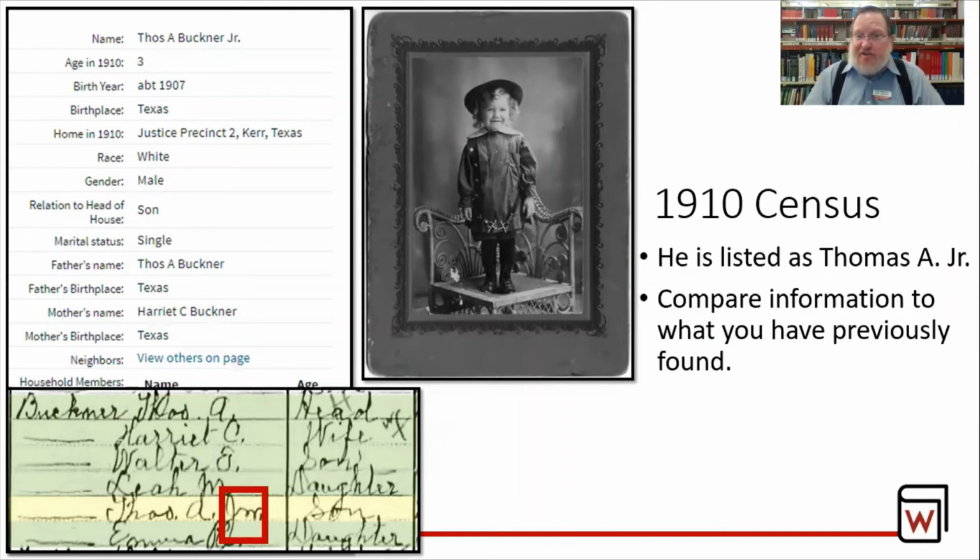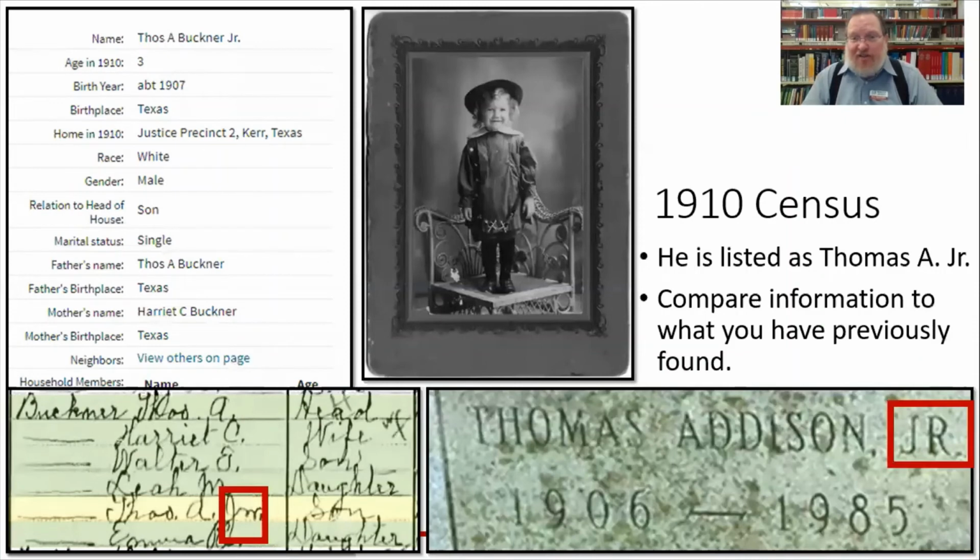And so here I have a picture of him at the age of 3. Wasn't he a cute little guy? And it lists him as Thomas, note the variation in the spelling, A. Buckner, Junior. So Junior, did we see that before? Yes, we did. We saw that on the cemetery tombstone. And so again, that is helping us build that profile that we are looking at the right person. And so what is his father's name? It's Thomas A. And so if my grandfather was a junior, then Thomas A. should be what?